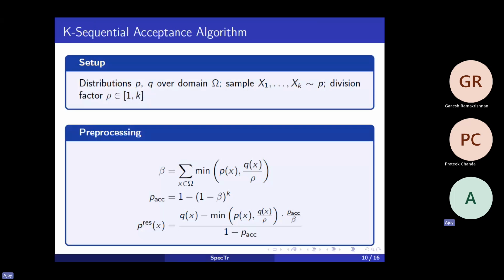So this is the algorithm. Sample k values from distribution p and assume there's some rho such that, given this beta for all values in the vocabulary, you calculate this beta, and basically this beta represents the probability of acceptance. In the standard case the rho would be 1, just because the minimum of p(x), q(x) would be the sum of all the diagonal entries in the matrix, and this p accepted is the total probability of acceptance given that we have k samples.